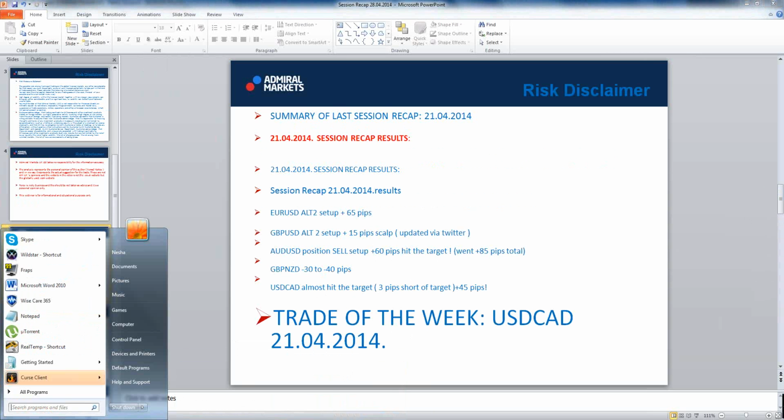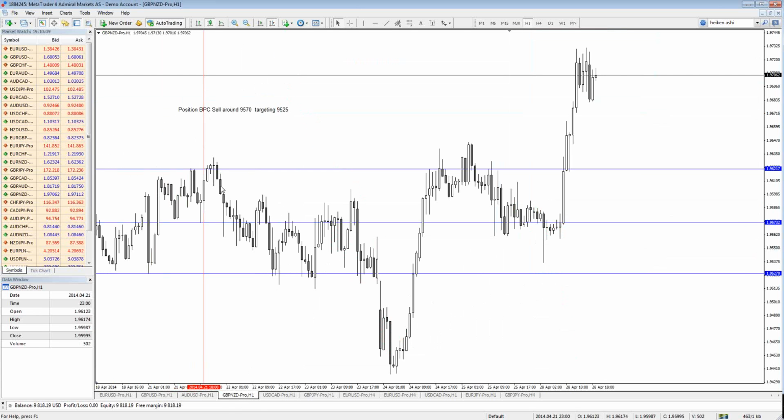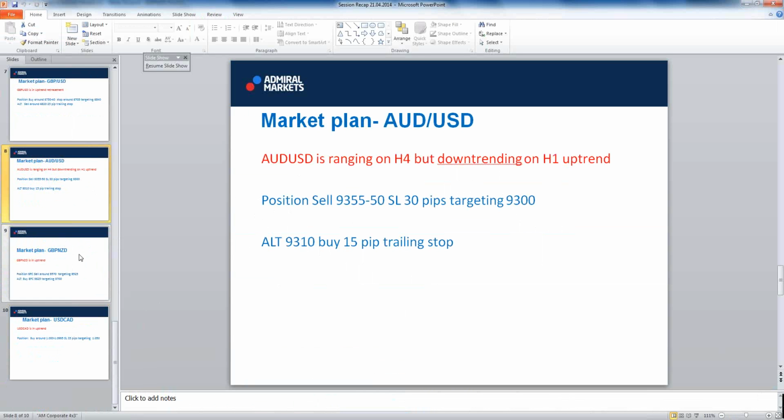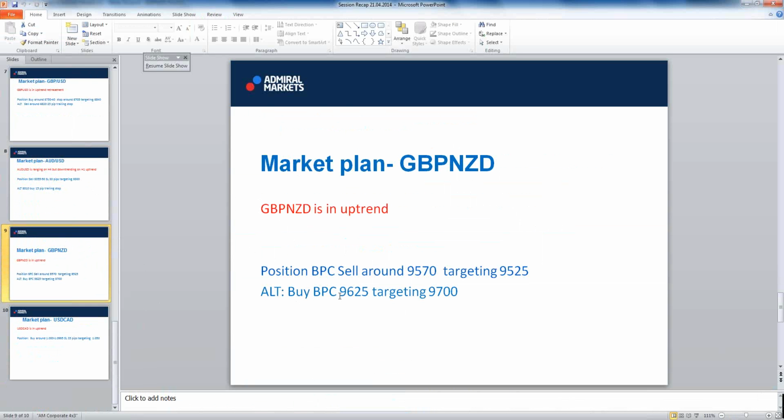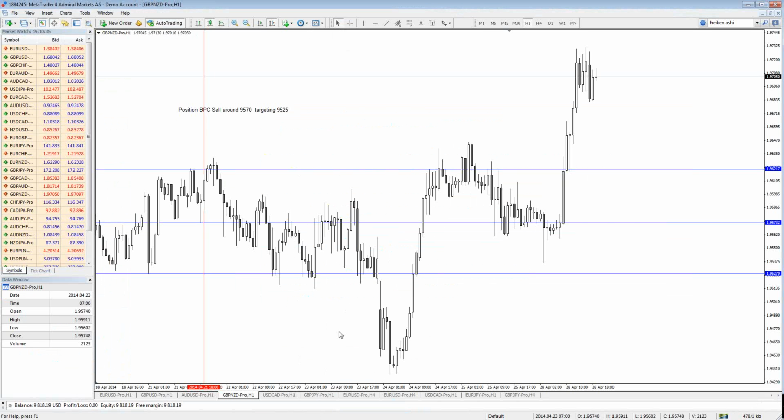The only loss was from GBP New Zealand. Unfortunately, it was a loss. I was trying to get into a sell, and the sell was good, but I think it was a buy trade. Let me check. I know that I had a loss on GBP New Zealand. This was a sell trade. I had a buy trade initiated, and that was a loss. Yeah, this was the buy trade. I remember this one. Unfortunately, this was a loss.